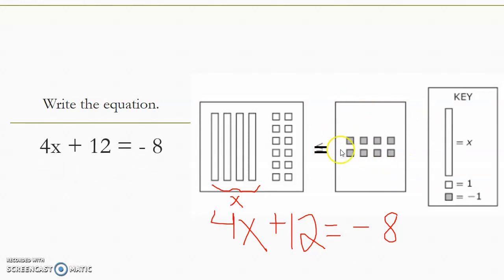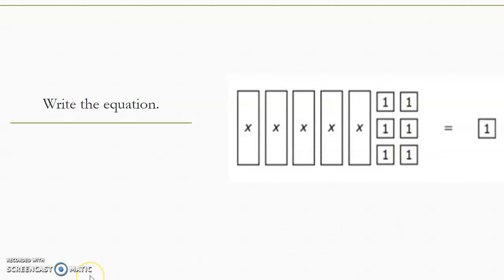Now just know you could have some variables over here on the right, and you're going to practice that in just a minute. Okay, the last one. See if you can think about this one for a minute for yourself. What would this be? We have 5 x's, 1, 2, 3, 4, 5. Everything is positive, so that's 5x plus 6 equals 1. And that's it. It's as simple as that.